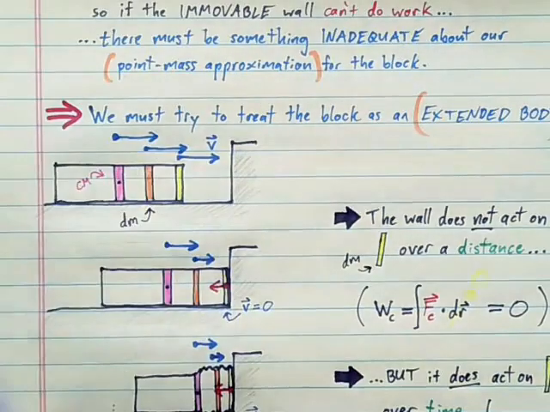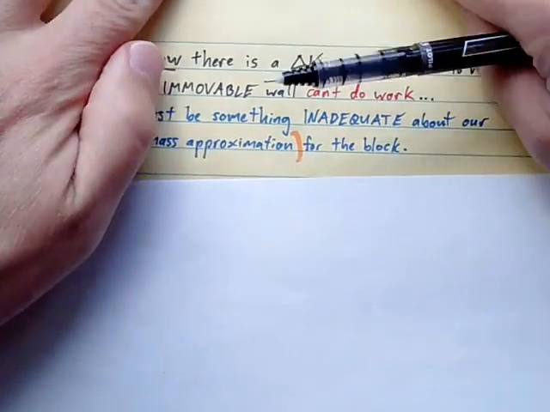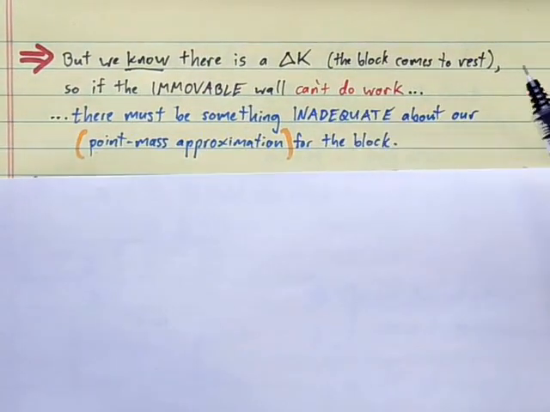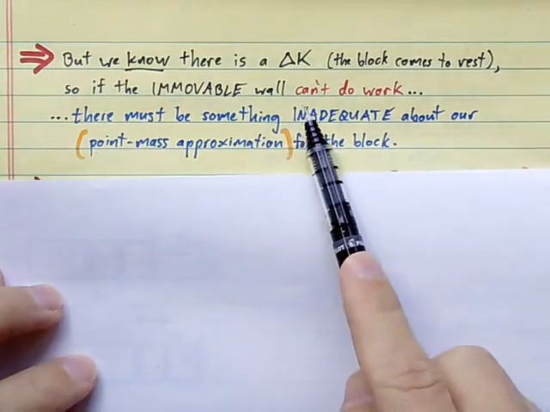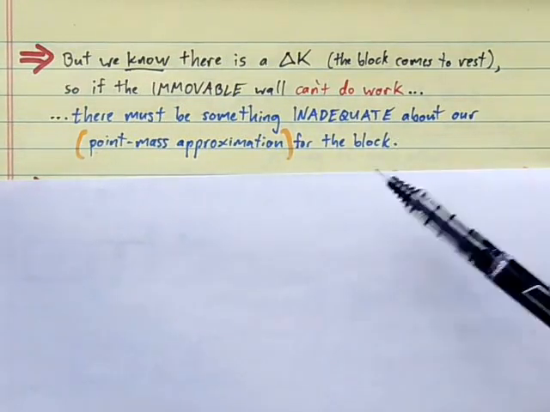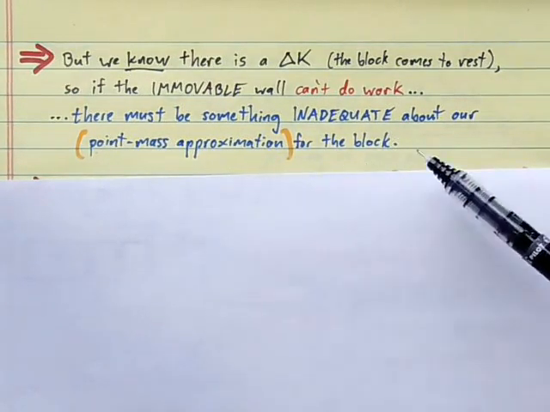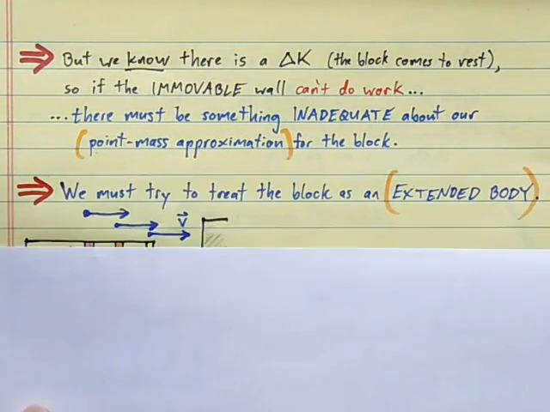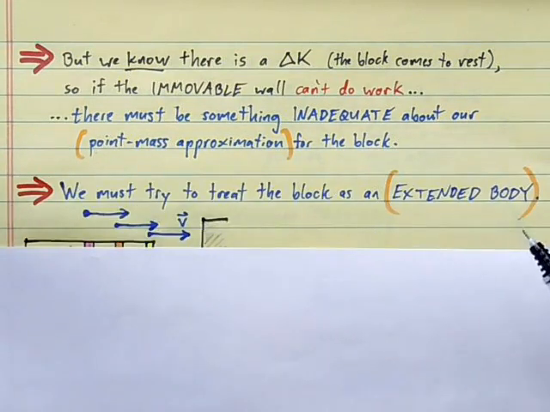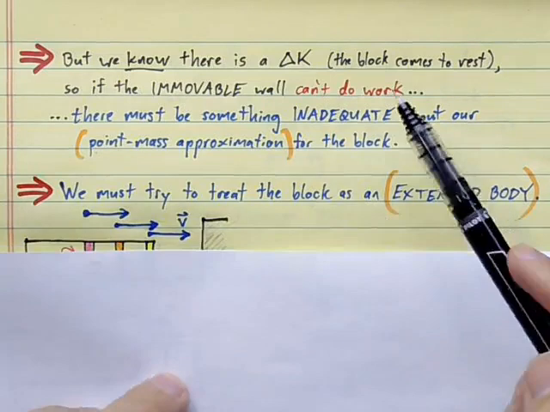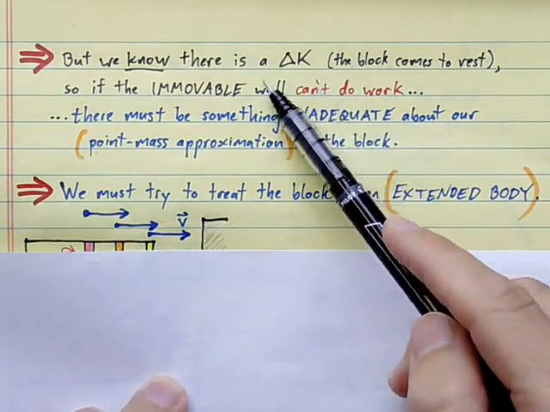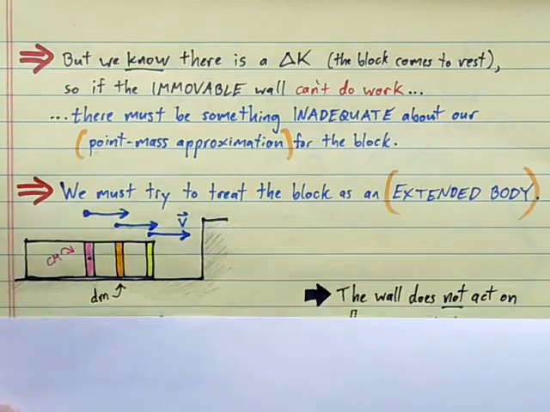But we know that there is a change in kinetic energy. Our block does come to rest. So if the immovable wall can't do work, then there must be something inadequate about our point mass approximation for the block. So we're going to have to try to treat the block as an extended body to figure out where the work is being done, the work that changes the kinetic energy of the block. If the wall isn't doing that work, where is that work happening?